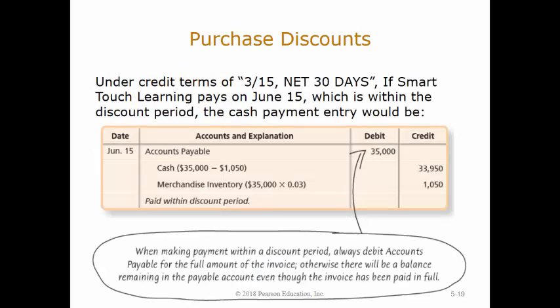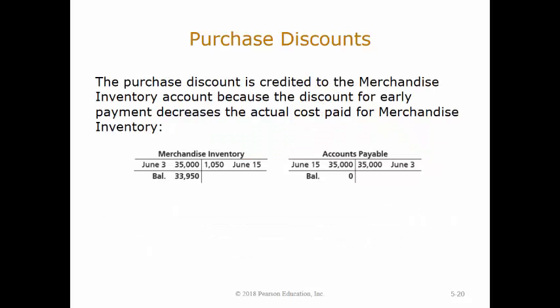Recall that we earlier recognized the vendor offered Smart Touch Learning sales terms of 3/15 net 30 days. According to the sales terms, Smart Touch Learning will receive a 3% discount if it pays within 15 days of the invoice date, June 1st, 2019.